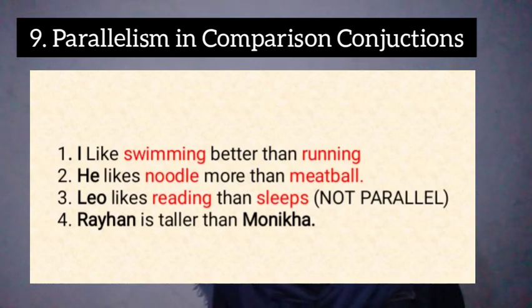And then Leo likes riding better than sleeps. It's not parallel because riding is a gerund and sleeps is a verb. Raihan is taller than Monica. It's parallel because Raihan and Monica are nouns.